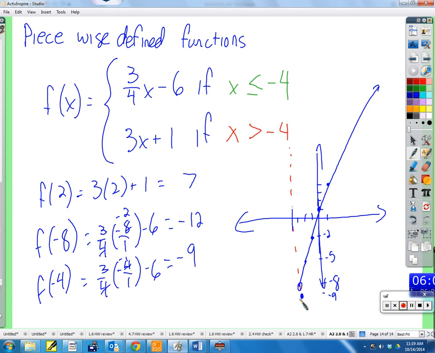See what I'm saying? This line right here, at x is negative 4, y is negative 9, just like we found. And from that point, we follow the slope, 3 fourths. So we go down 3 and to the left 4. All good. And it is the function that goes to the left.